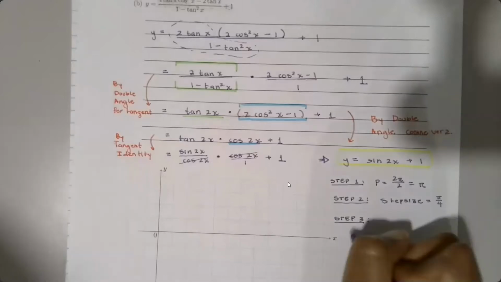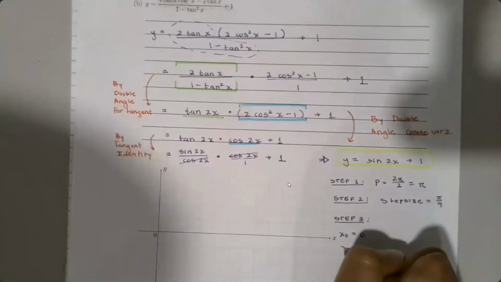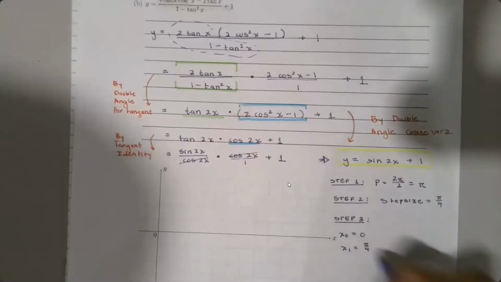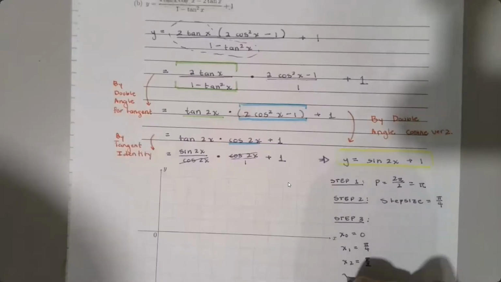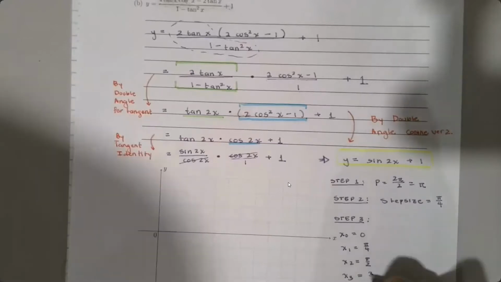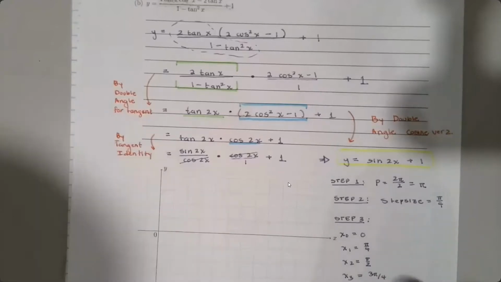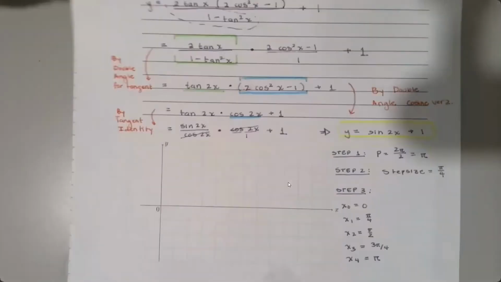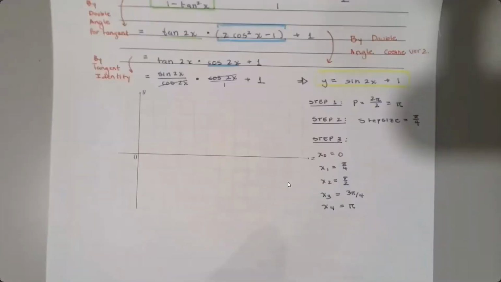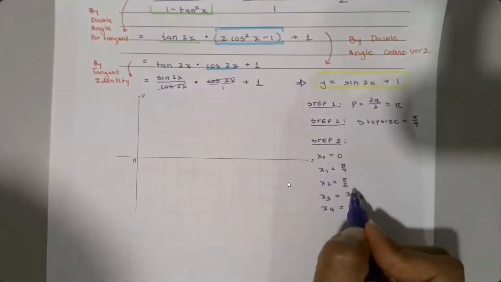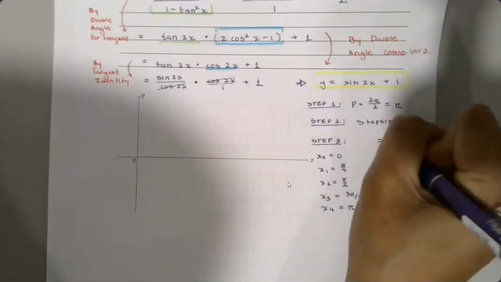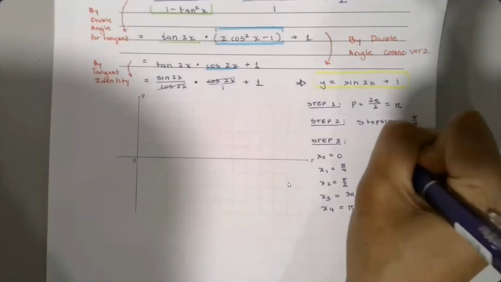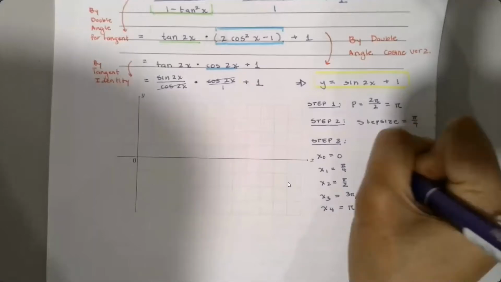So we're going to have x0 is 0, x1 is pi over 4, x2 is pi over 2, x3 is 3 pi over 4, and x4 is pi. I'm skipping the work of 0 times, 1 times, 2 times, because it's exactly the same thing that we got for the previous problem. Okay, and then we plug it into the equation.